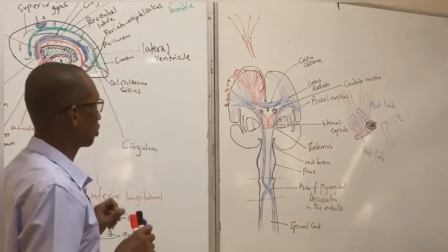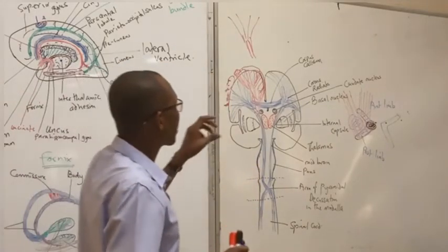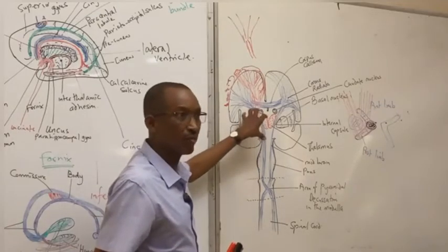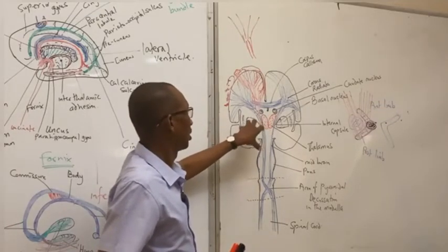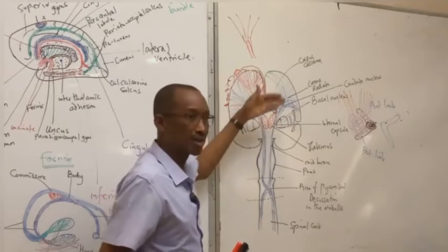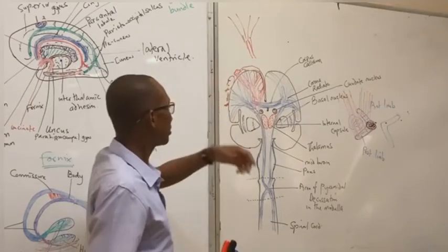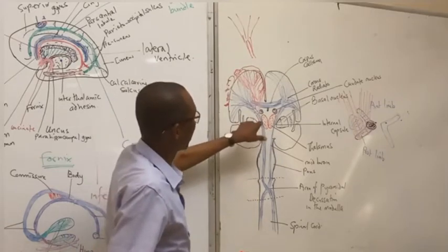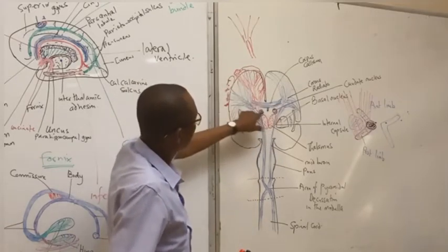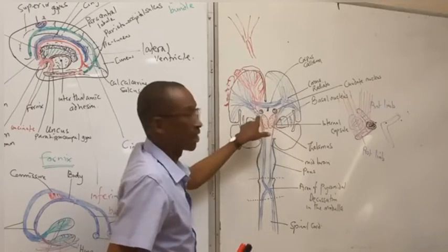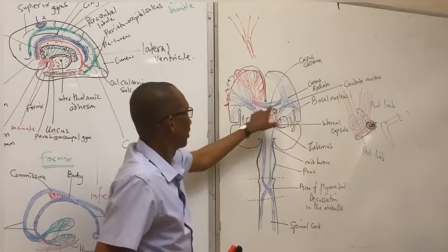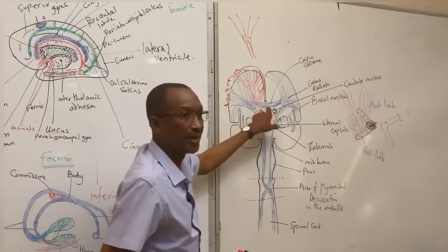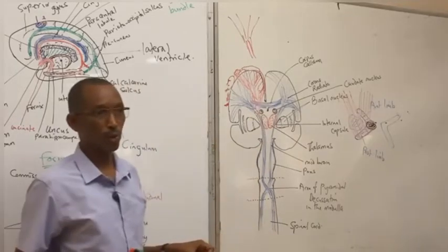Good. So now we've seen the relations of this internal capsule when we cut a cross section like this. This is a coronal section. So in this coronal section, you will see that above, the two internal capsules are separated from each other by the corpus callosum.